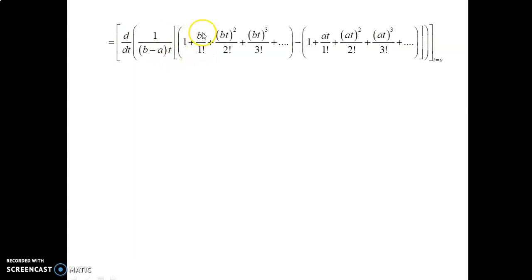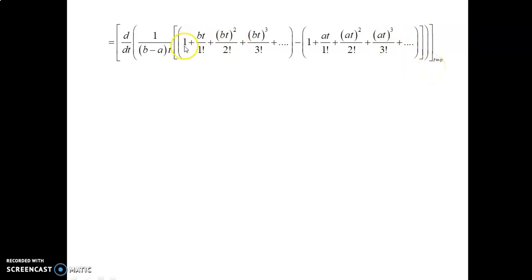e^(bt) exponential series: 1 + bt/1! + (bt)²/2! + (bt)³/3! + etc., minus the expansion of e^(at), that is 1 + at/1! + (at)²/2! + (at)³/3! + etc., at t = 0.